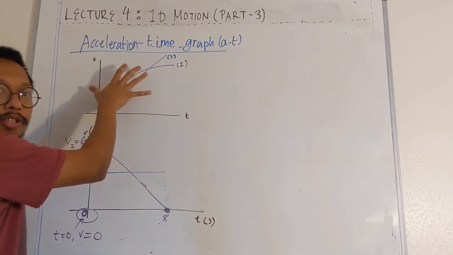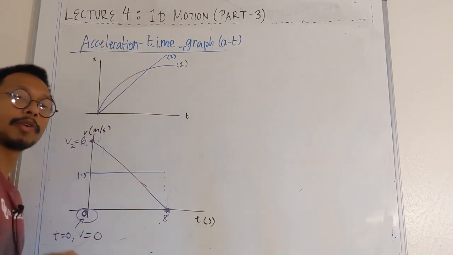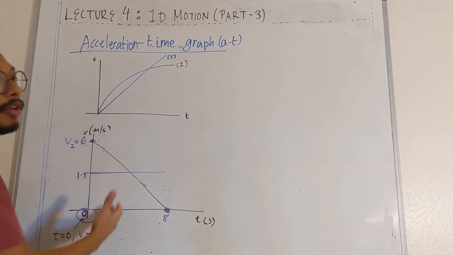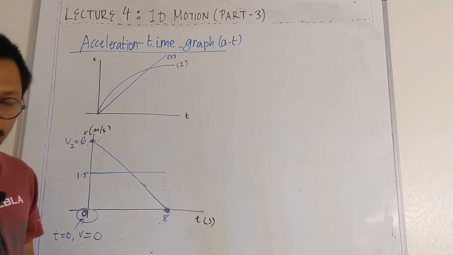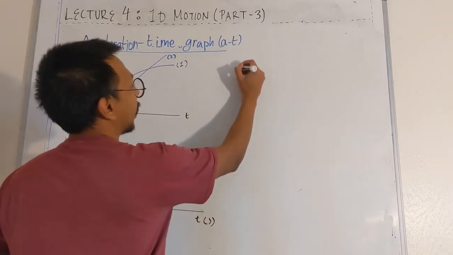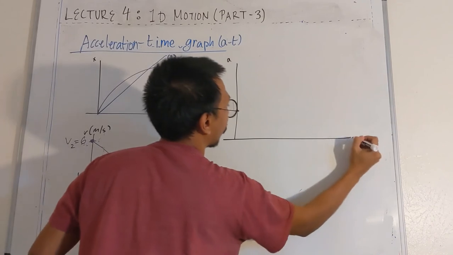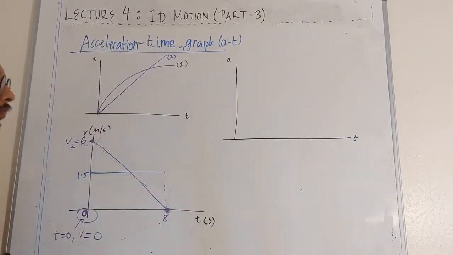Having been given a position time graph, from that we derived velocity time graph. But we also said we can also derive an acceleration time graph. So how would that look like for this motion? So here we have again the axis. On the y-axis we have A. On the x-axis or horizontal axis we have t.